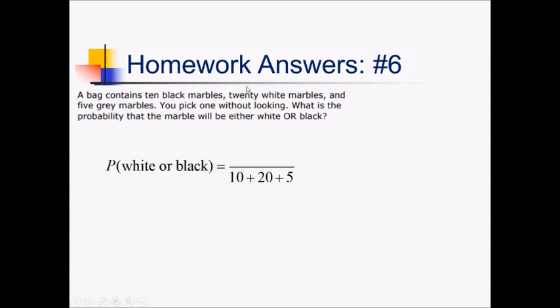There's 10 black marbles, 20 white marbles, so 10 plus 20 is going to end up giving us our desired results. So then this ends up being 30 over 35, which we can then reduce by 5s to give us a probability of 6 over 7.